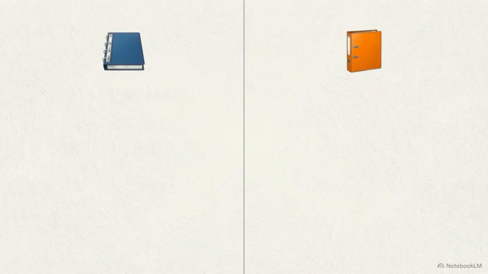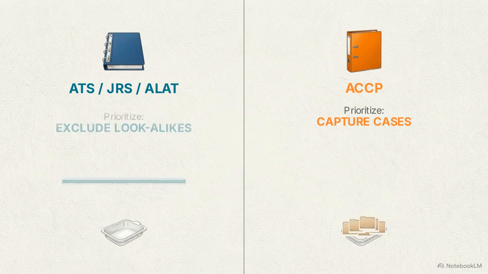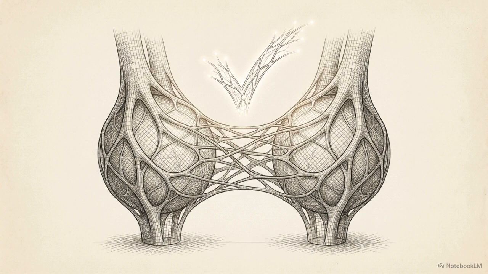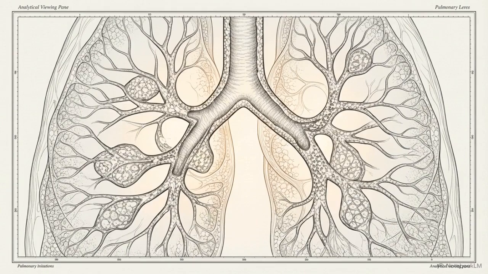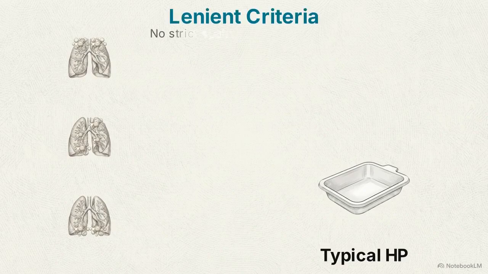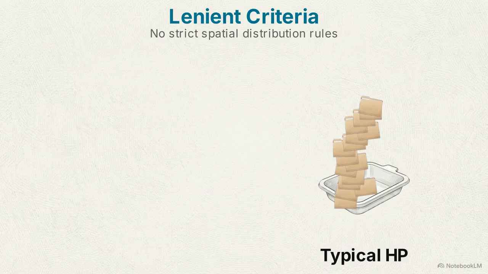The data suggests that the 2 medical societies constructed their frameworks to prioritize different statistical outcomes, one built to capture as many cases as possible, the other built to exclude look-alike diseases. This raises an immediate clinical question. If 2 experts agree, but the guidelines disagree, which guideline should a clinician trust? To understand the 21% discordance, we must look at how the ACCP analyzes a scan. The ACCP criteria are inherently more lenient regarding spatial distribution, leading to a higher volume of typical HP diagnoses.